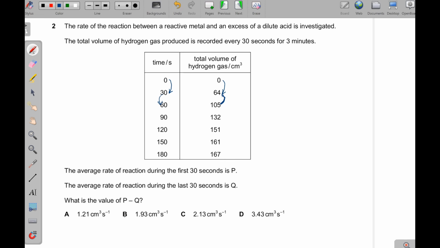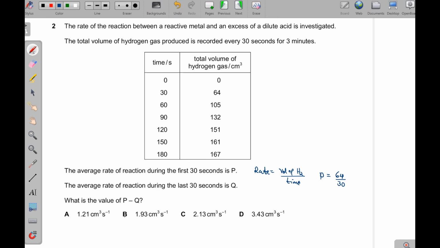Okay, so now what are they telling us to do here? The average rate of reaction during the first 30 seconds is P. Rate is equal to, we have to look at the volume. For this case, it is the volume of hydrogen, right? Volume of hydrogen, then divide by the time taken. Okay, so P is going to be equal to, the volume of hydrogen here is 64. So it is going to be 64 out of what?